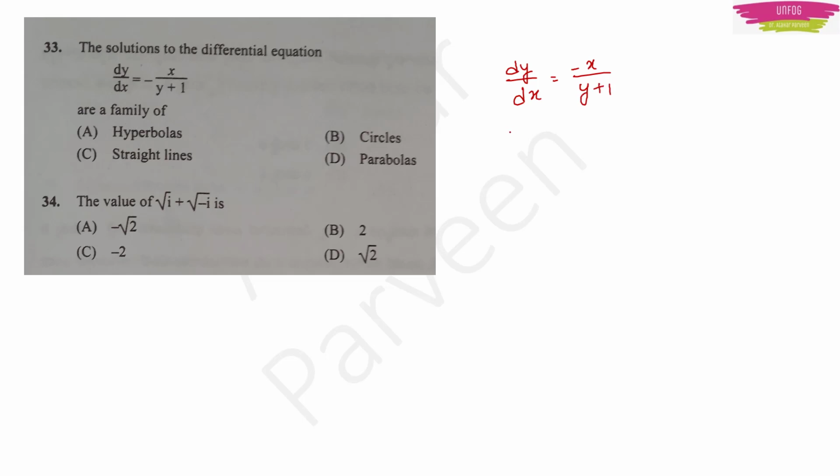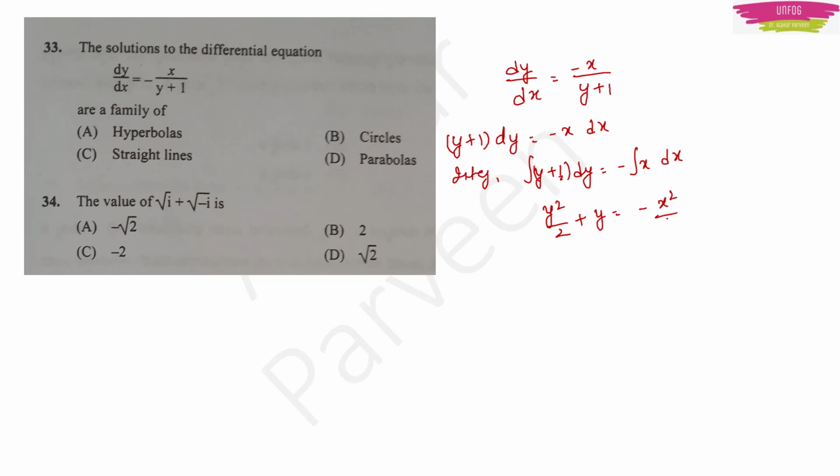Divide by y plus 1. So here you take y plus 1 on the left hand side and here you take dx. Integrate both sides. You get integral of y plus 1 dy is equal to minus integral of x dx. Split it, you get y square by 2 plus y, which is equal to minus x square by 2. So y square by 2 plus x square by 2 is equal to c minus y. So I think this is the equation of a circle. So option B is the right answer.